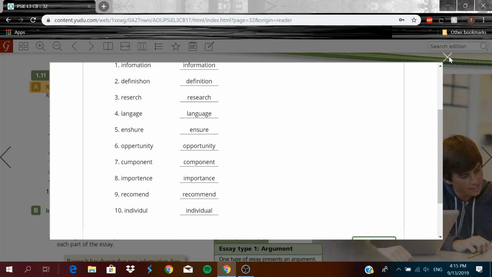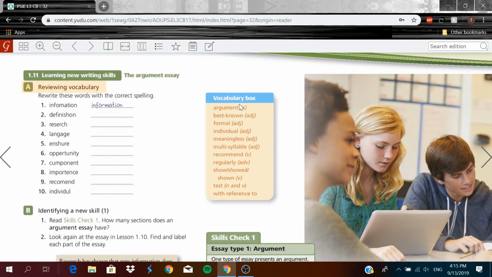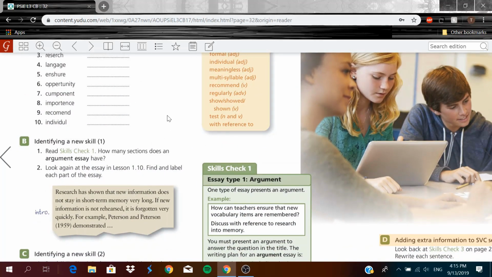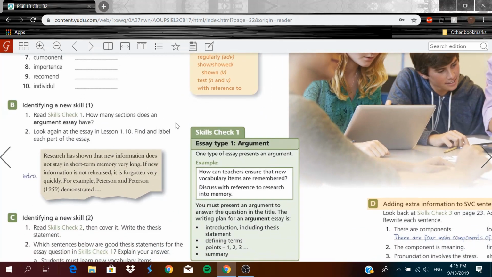Okay. Now here we have the vocab box. Let's just take a quick look at it before we move on. So we have argument, best known, formal, individual, meaningless, multisyllable, recommend, regularly, show/showed, shown, test, with reference to. Okay? So now let's go to identifying a new skill. Let's actually hop to skills check 1 here.